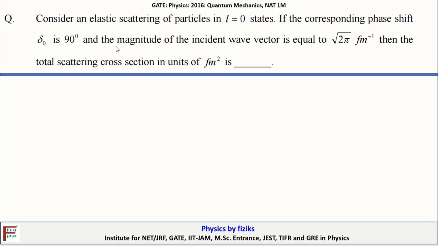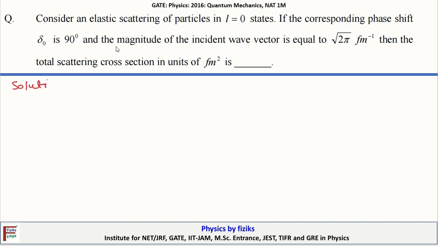Consider an elastic scattering of a particle at the l = 0 state. If the corresponding phase shift δ0 is 90°, and the magnitude of the incident wave vector is equal to √(2π) fermi⁻¹, then the total scattering cross section in the unit of fermi square is.